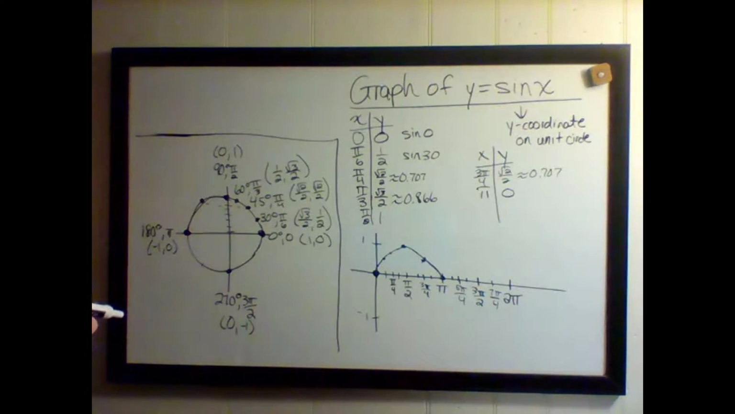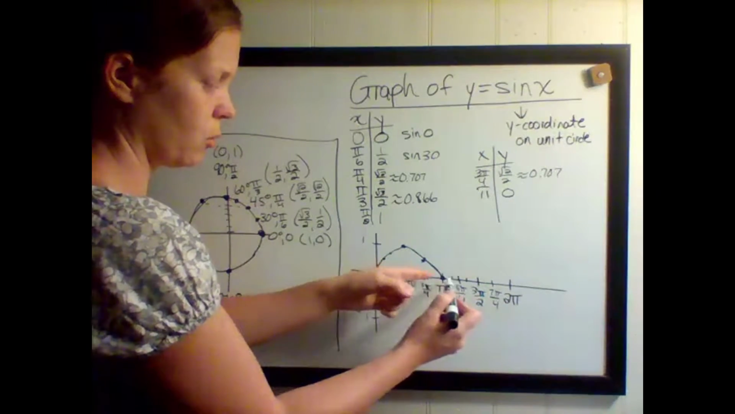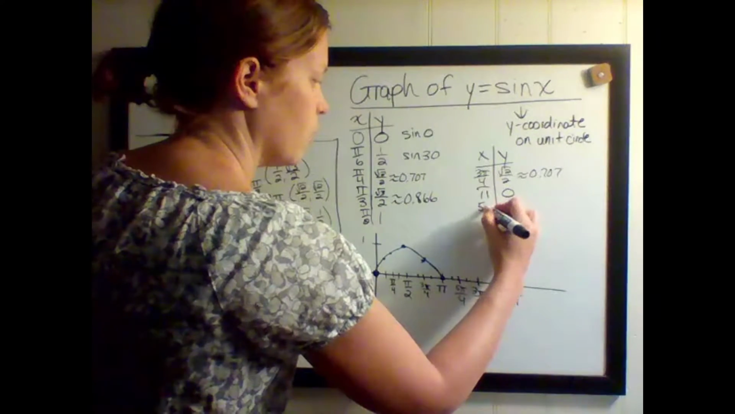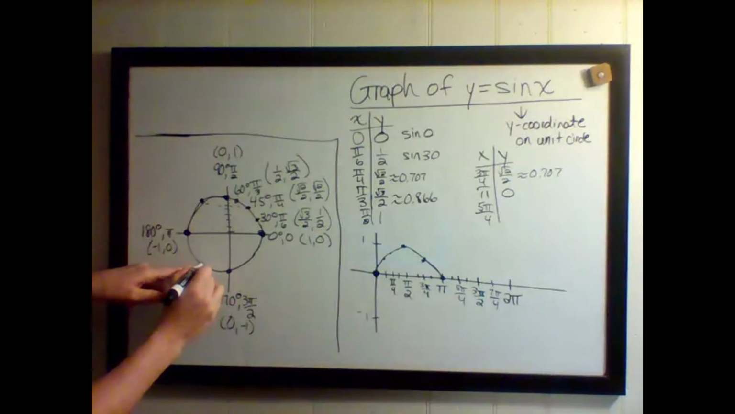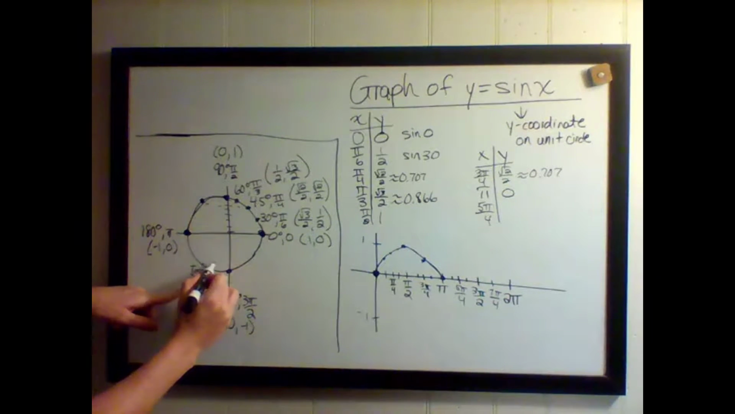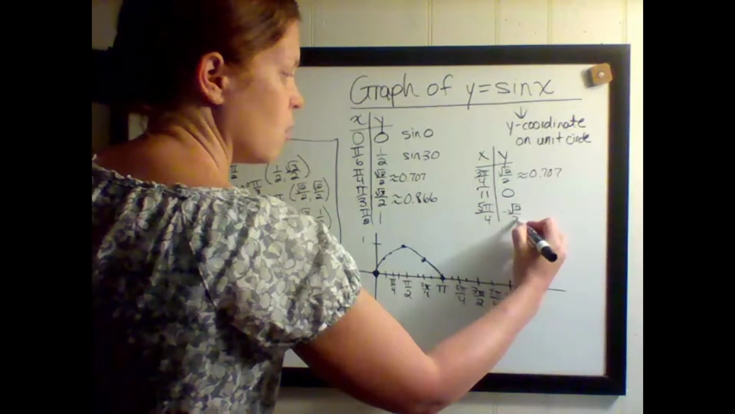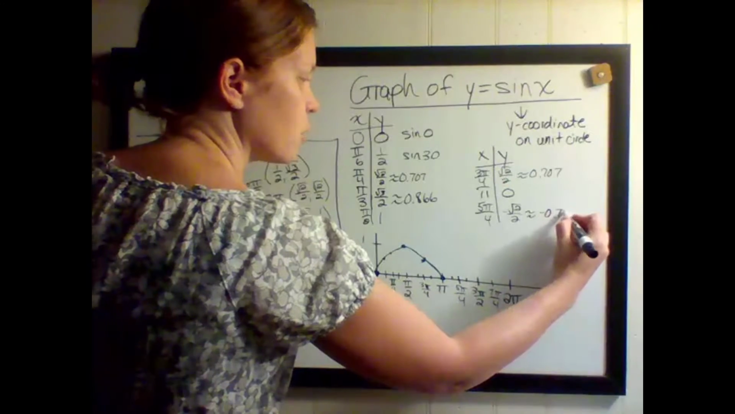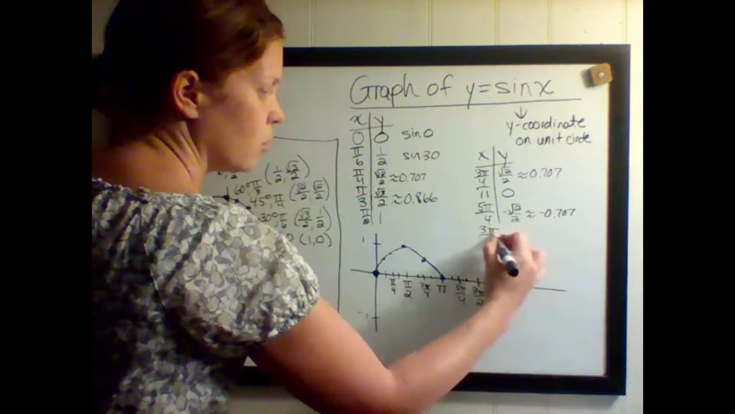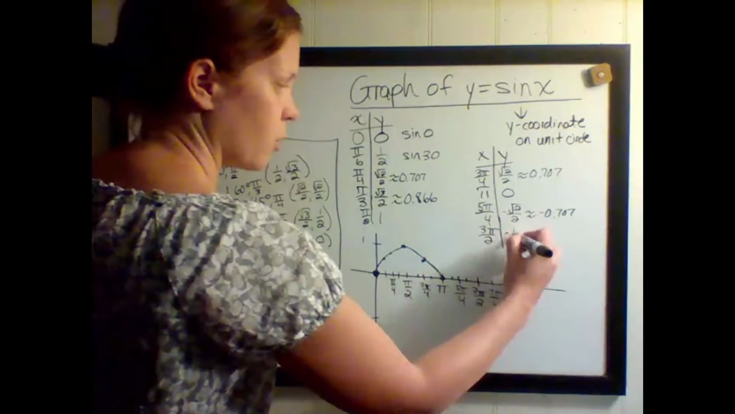So now when we go down into quadrant 3, notice too, I'm kind of doing this split up into quadrants. Quadrant 1, quadrant 2, quadrant 3, quadrant 4. So now in quadrant 3, let's do 5 pi over 4. So now, down here at 5 pi over 4, my y value, remember sine is y, is a negative root 2 over 2. So negative 0.707. And then at 3 pi over 2, down here, my y value is negative 1.